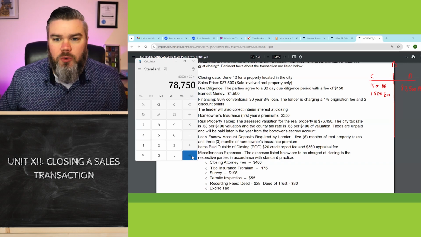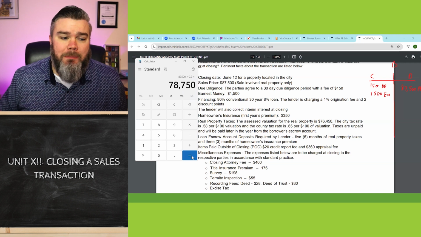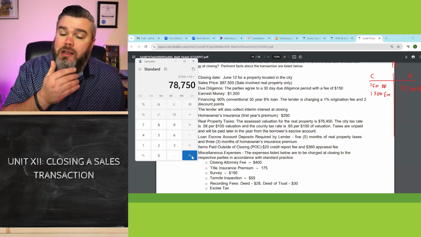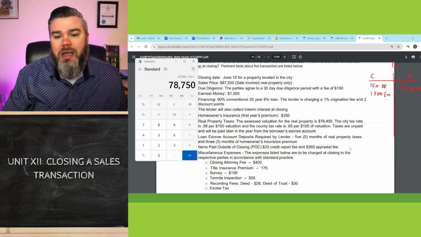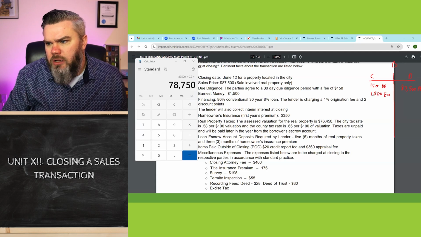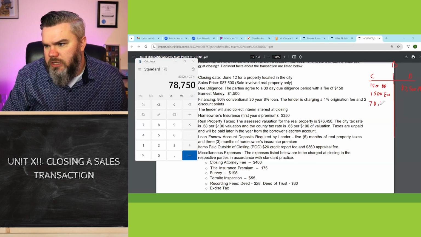Think about it. It's a credit because the bank is giving you that money on the day of closing. Yes, you're going to have to pay it back later, just like a credit card, but still getting money today. So it is a credit to the buyer. The bank is paying that money on behalf of you. So it's going to be $78,750 loan amount for buyer credit.